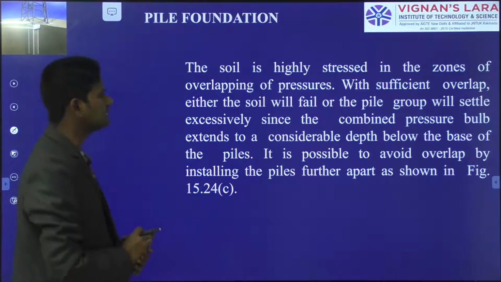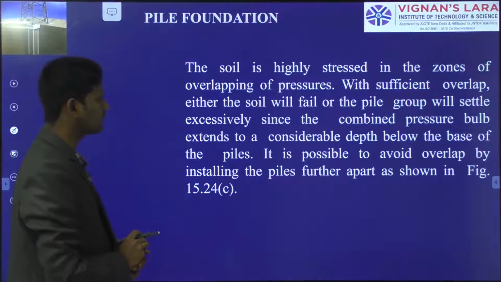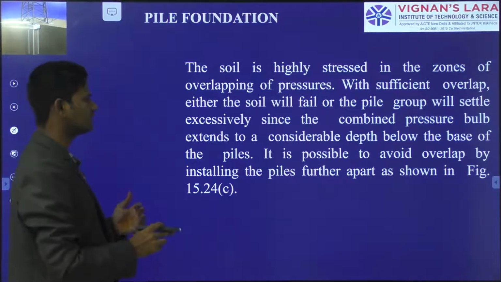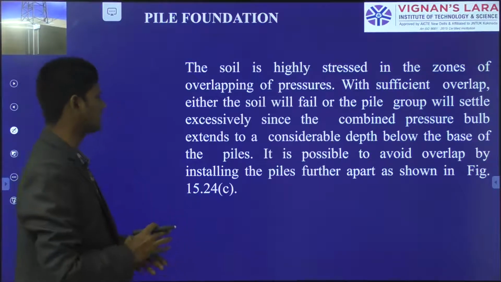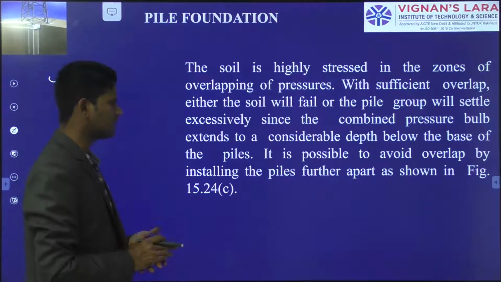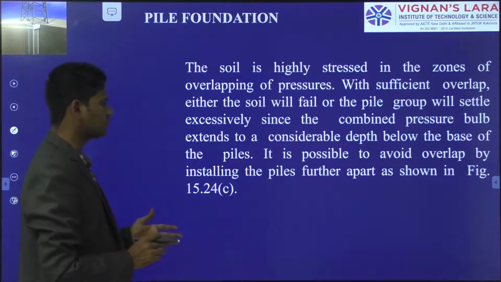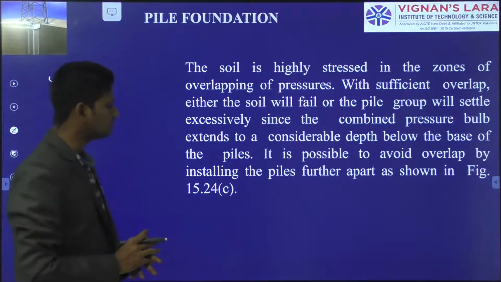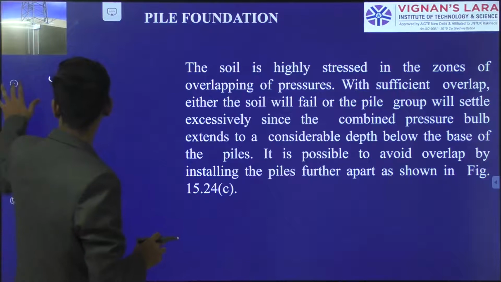The soil is highly stressed in the zones of overlapping of pressure. With sufficient overlap, either the soil will fail or the pile group will settle excessively. Since the combined pressure bulb extends to a considerable depth below the base of the piles, it is possible to avoid overlap by installing the piles further apart, as shown in the figure.